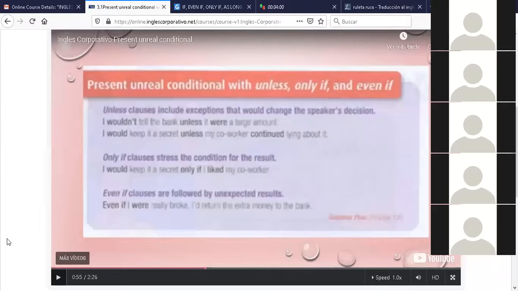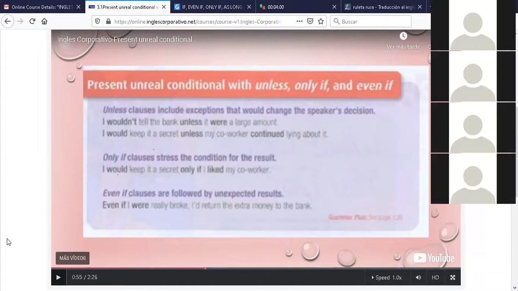All right, so as you can see, these are totally unexpected results and unreal condition. Could you say it in Spanish, please? Even if I were really broke? Si yo realmente estuviera quebrado. What is the meaning of even if? Aún si, aunque. Even if I were really broke, aunque estuviese en quiebra, devolvería el dinero extra al banco. So that means a very honest person.